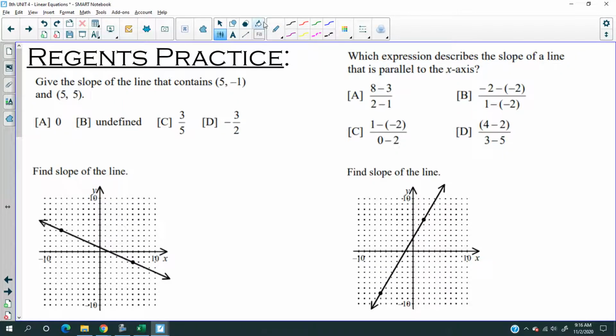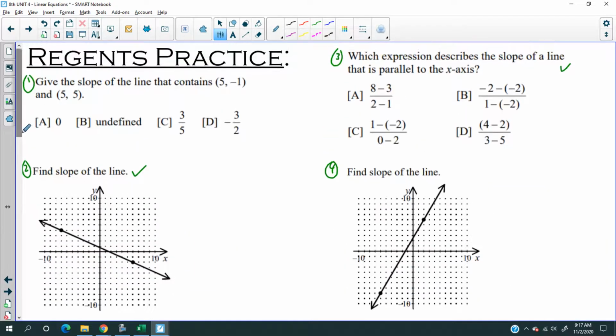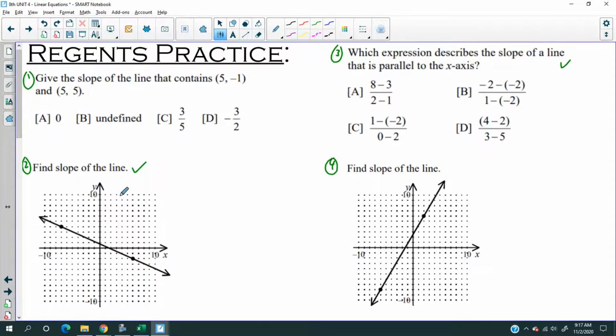Let's do one of these together. Okay. Oh man. Let's do these two. So let's say 1, 2, 3, 4. I'm gonna do 2 and 3 with you. And then you can practice some of these on your own. All right. Let's do these two right now. So first of all, find the slope of the line. Right now, I gotta really concentrate and find a point.